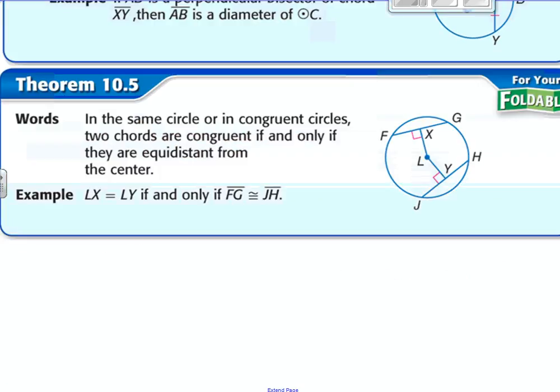It's 10.5, and here's what it says. In the same circle or in congruent circles, two chords are congruent if and only if they are equidistant from the center. So I'm going to just underline "in congruent circles." And then: two chords are congruent if and only if they are equidistant from the center.